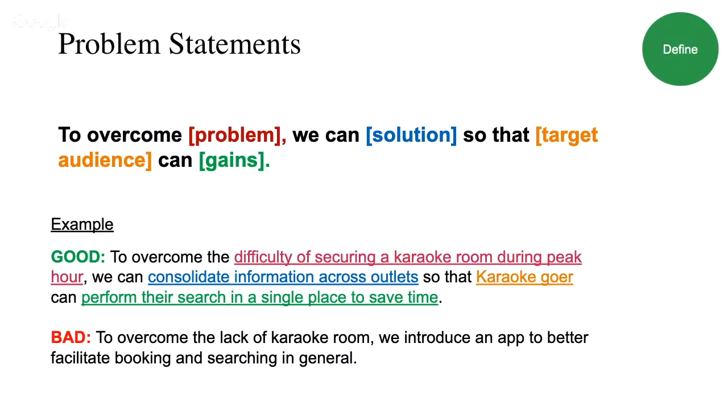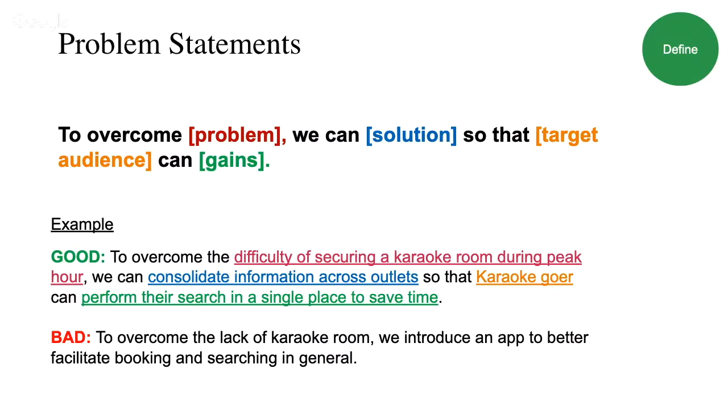So this is a simple framework. To overcome a problem, we can come up with a solution so that the target audience can gain. So there are four aspects we need to talk about. We need to list out the problems that you identify, the solutions that your team has come up with, right? And also the target audience that you have pinpointed when doing your contextual inquiry, and also what the user expects to gain at each stage, right? This is more in line with their expectation.